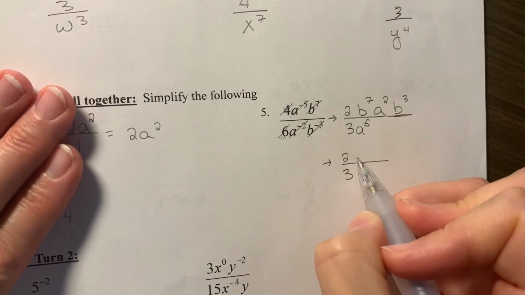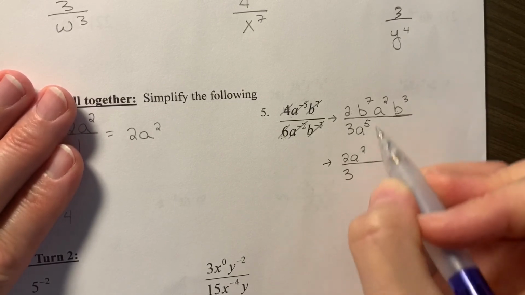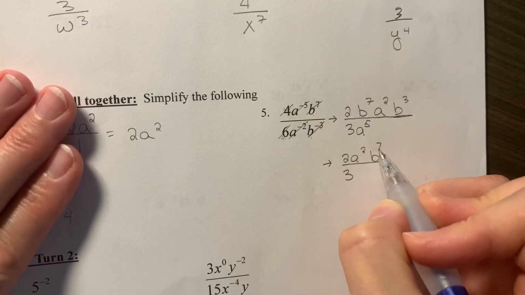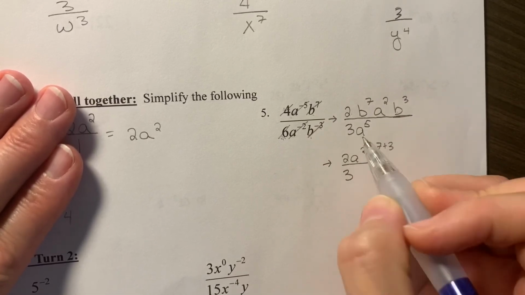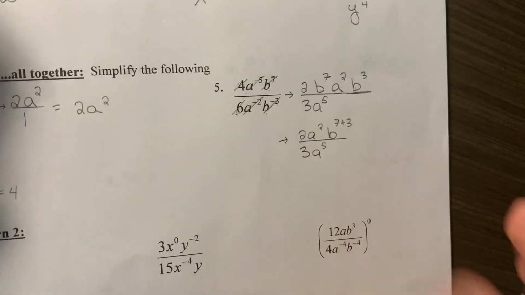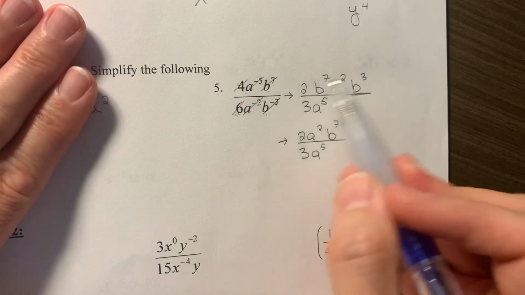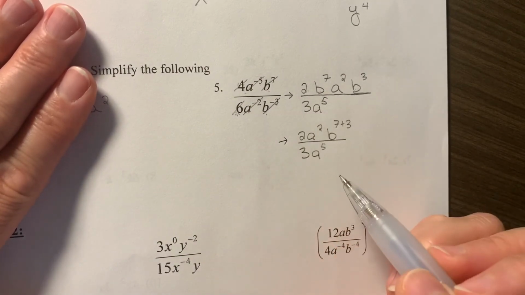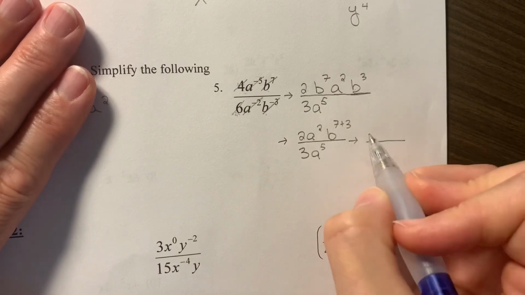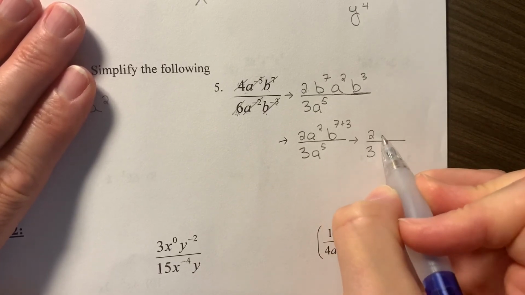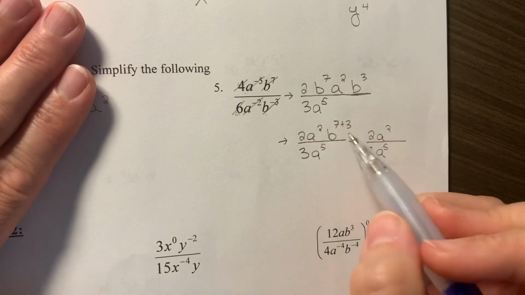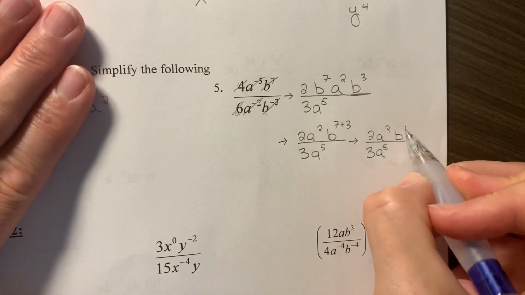So first I'm just going to copy my a squared right now. B to the 7th times b to the 3rd is going to become b to the 7 plus 3, and a to the 5 on the bottom. I'm kind of doing these step by step, because notice I'm just working on the b's right now. I'm kind of ignoring the a's. I'll get to those in a minute. Okay, 2/3 copy job. For now, I'm going to do a copy job on the a. This is going to become b to the 10th.